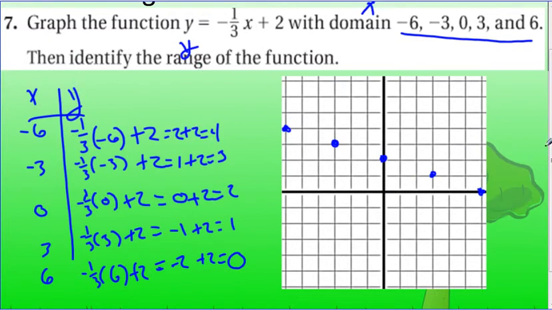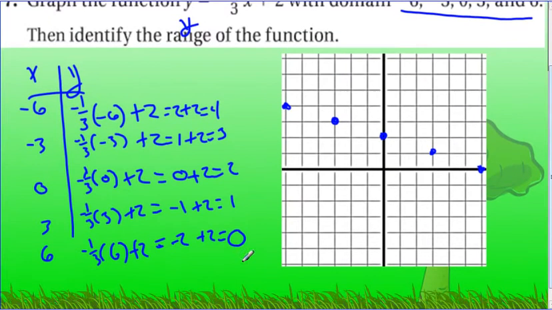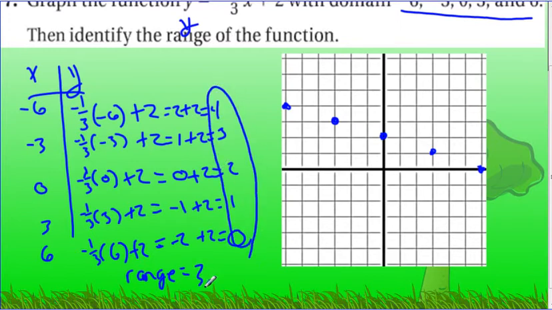And let's do it right this time. Identify the range. Well, the range are just the numbers we got as our answers. It's these guys. So the range is 4. Ooh, what the heck is that? It's not a 4. It's 4, 3, 2, 1, 0. That was the range. Those are the y values we got when we graphed those x values.